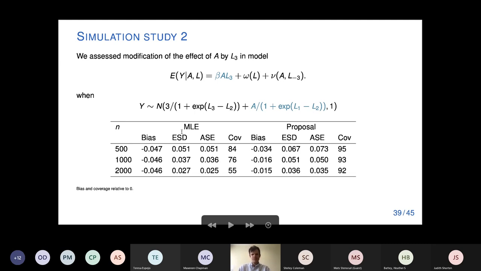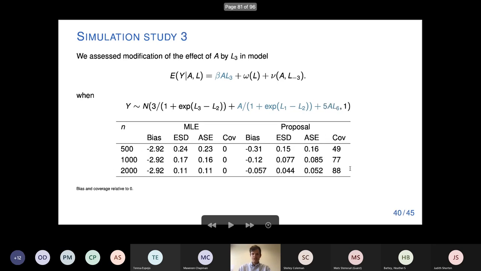Now, for the results based on least squares or the MLE, fitting a linear regression with an interaction between A and L, you see that the coverage is getting worse and worse with sample size. And this is due to the fact that its model is misspecified, whereas the proposal tended to have quite dramatically improved coverage. Now, we made the situation even harder by including this extra interaction in the true data generating model between A and L6, and L6 and L3 were highly correlated.